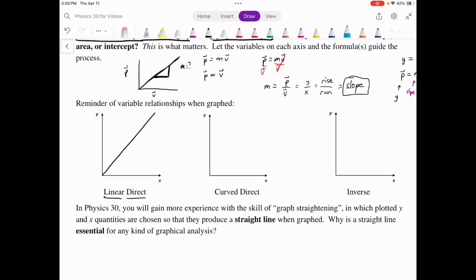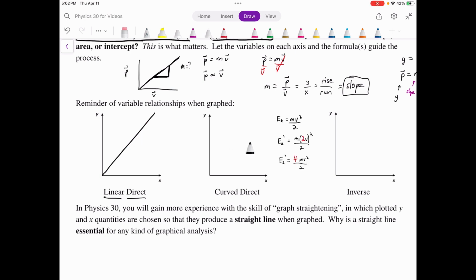Notice for the same change in x, the same run, there's always the same change in y, the same rise. No matter where I draw that little triangle, if I try to do it again here, if I draw the same run, I will get the same size rise. They're always changing at a constant rate relative to each other, giving us a constant slope and therefore giving us a straight line.